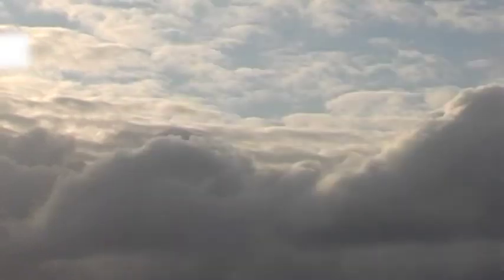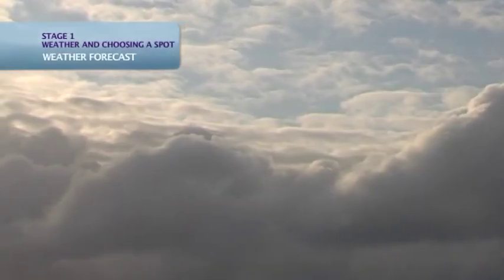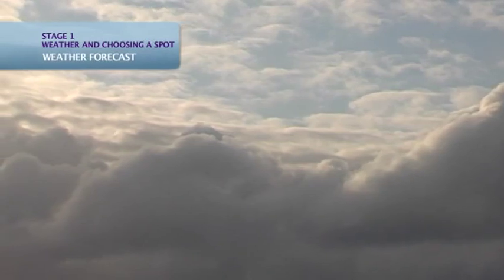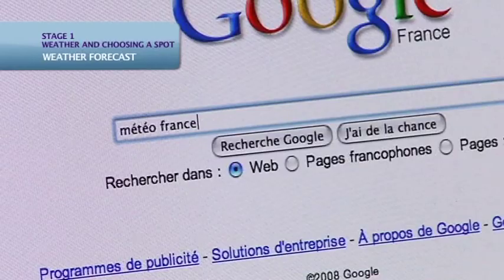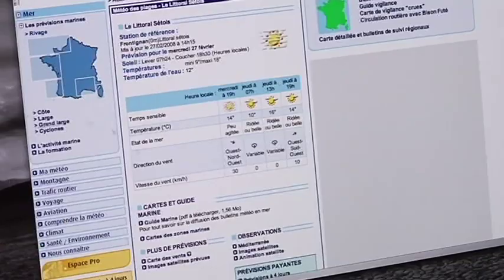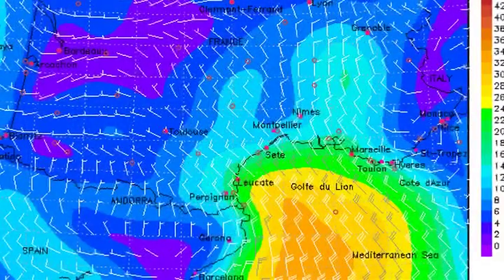Weather forecasts. Before kitesurfing, it is vital to get weather forecast information that will provide you with the wind direction and force, as well as the forecast for the day and the week. You will then be able to easily choose a location and navigate. This information can be found by telephone and on the internet.